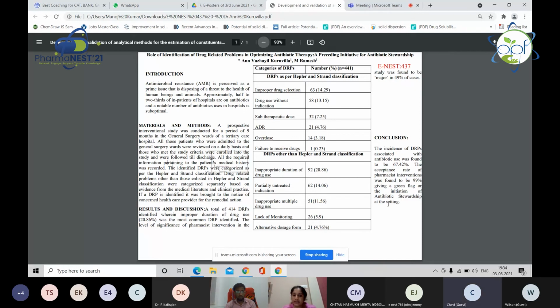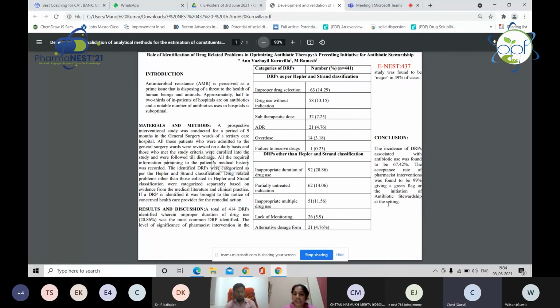But as I said, the drug related problem, wherein we see the duration of drug use is so much, that itself can cause drug resistance, which was told to them along with the statistics that I just enumerated during the introduction. So let us just see the categories of the DRPs.